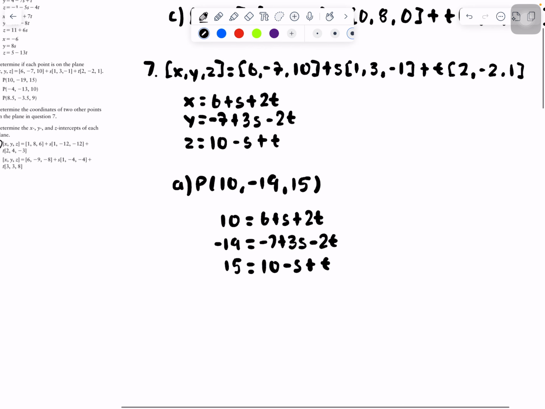Okay, so let's look at this. We have 3 equations. So I want to turn your attention to this now. We have 3 equations.